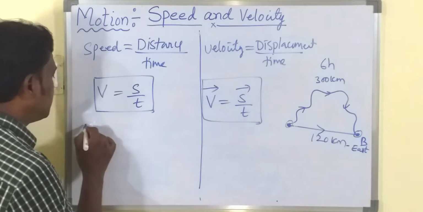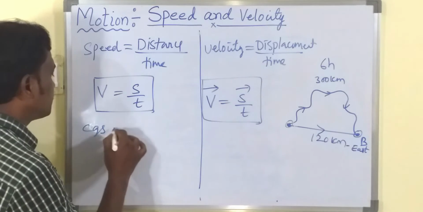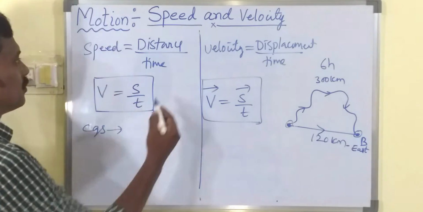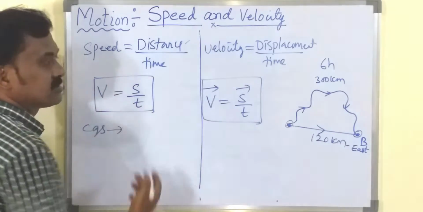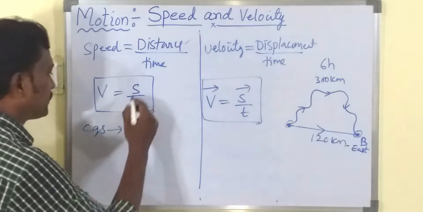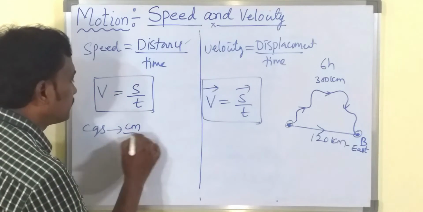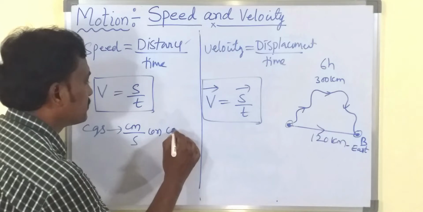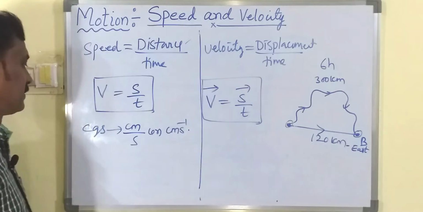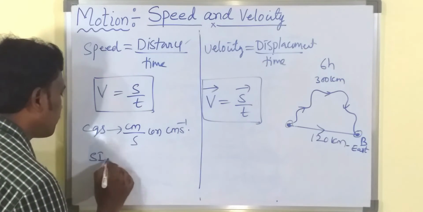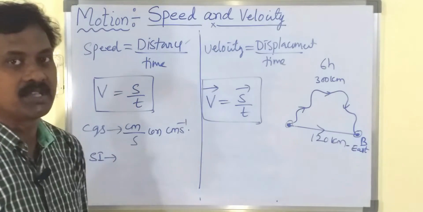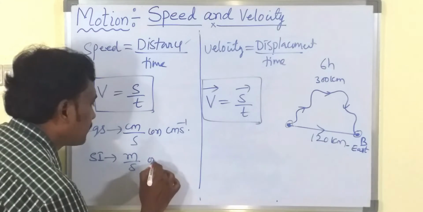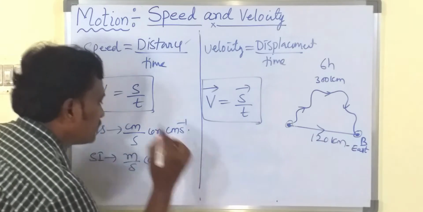Now coming to the CGS unit. What is the CGS unit of speed? What is the CGS unit of distance? Just now we have seen centimeter. So it is centimeter per second. And what is the SI unit? What is the SI unit of distance? It is meter. So you can write meter per second.